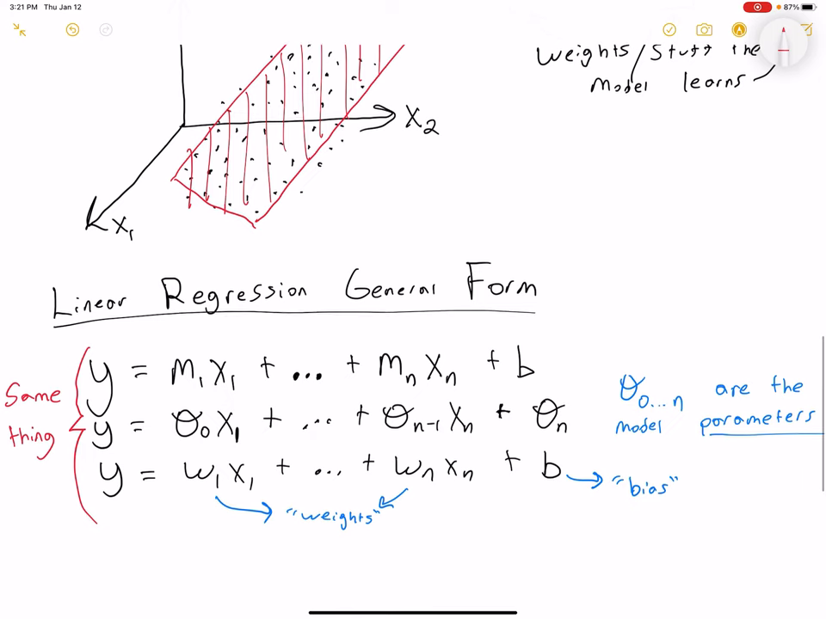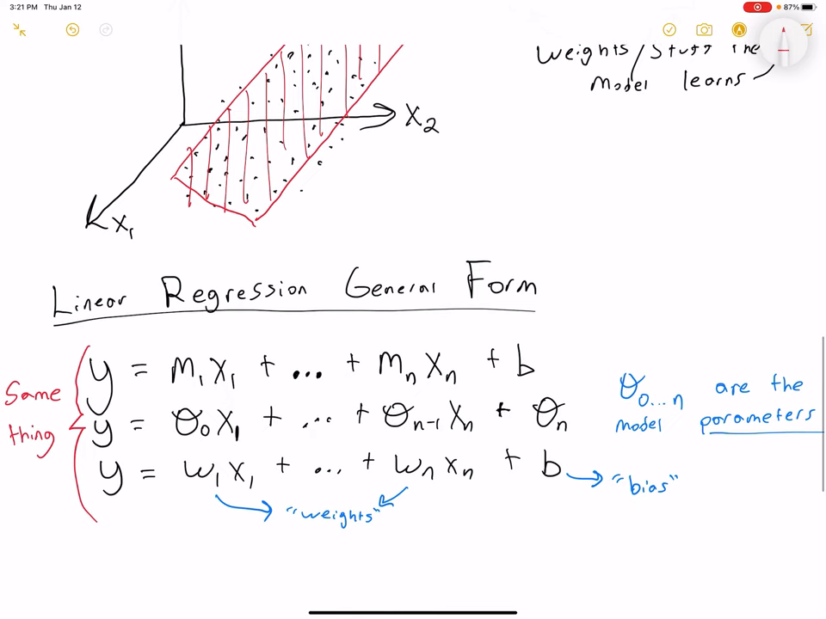Any questions? Yeah, in the second equation, the bias is the theta n? Yes, exactly.